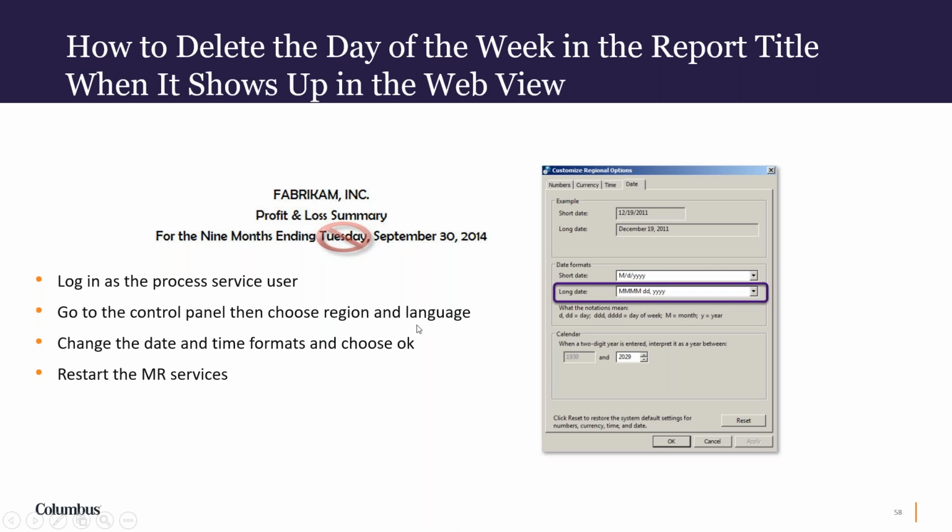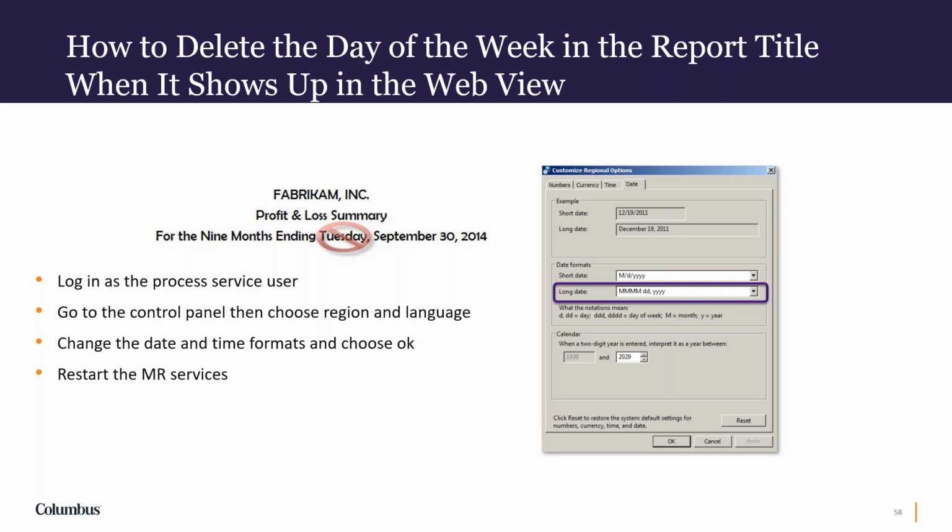So if you go to regions and language, you can change this. This screen is probably changed for Windows 10 now, but that will actually remove that day of the week. If you're using the web viewer, this gets a little different. You actually have to log in as the process service user on the machine that's running the configuration console, because that's going to control the date settings when you're looking at it through the web viewer.